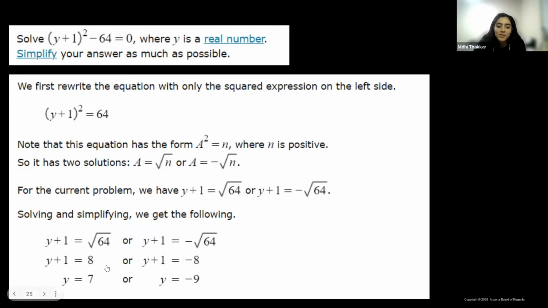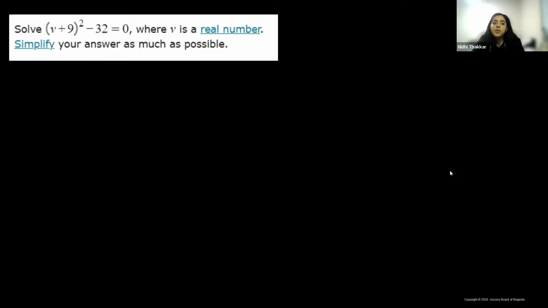So y plus 1 equals 8, and we get y equals 7. And if we do the negative one, y plus 1 equals negative 8, which will give you y equals negative 9. So these are the two solutions for this equation right here. So I have one for you. You can try this one out, and then we can go over the solutions.